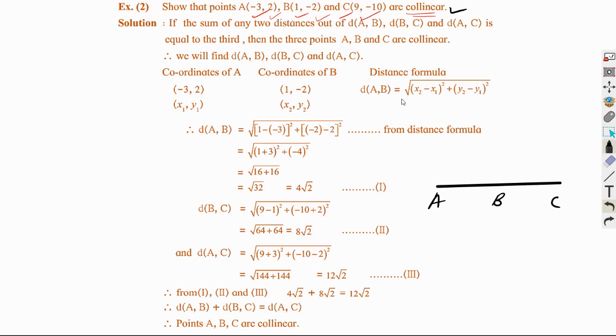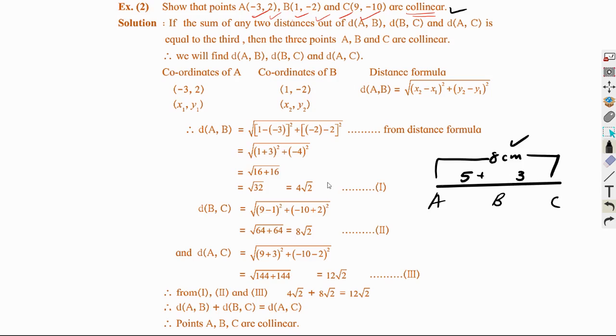In that case, for those students who are not able to get how the distance formula will solve this: if the distance AB is equal to 5 centimeters and this is equal to 3 centimeters, then the total distance will be 8 centimeters. Then only it will be collinear. That means the total of the smaller distances must be equal to the larger one. If this is satisfied, we can say they are in line. If not, they are not in line. So that we will check.